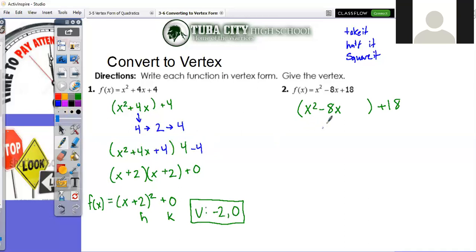All right, so we need to find out what our b value is. In this case, we take negative 8, take it, half it, square it. So it's negative 8. Half of that is negative 4, and negative 4 times negative 4 is going to be 16. So I'm going to drop a 16 in here. X squared minus 8x, and I'm going to, again, drop the 16 right here.